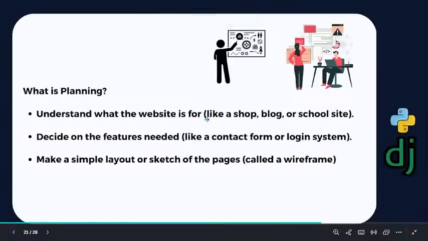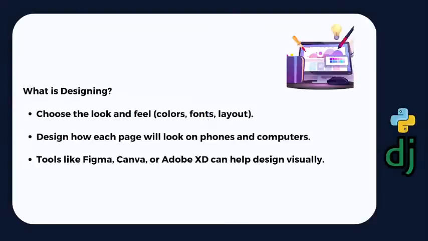Okay, now you understand what planning is. And now, what is designing? Designing is choosing a look and feel, and colors. Now we enter into the designing part. Choosing a color, which color you like, which color you feel good. These are the things we need to design. That is called designing. Design how each page will look on phone and computer.